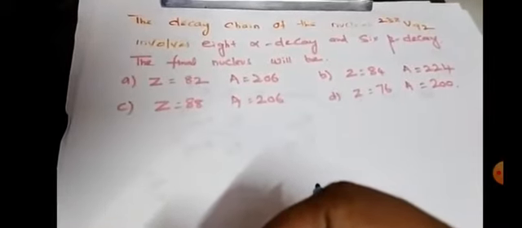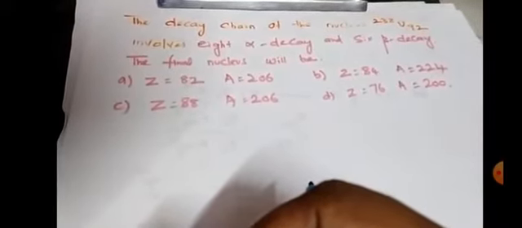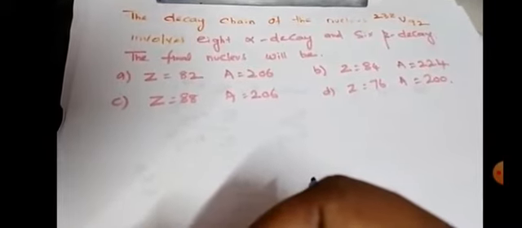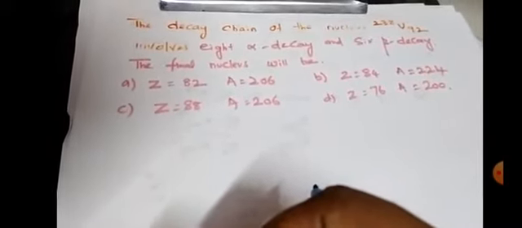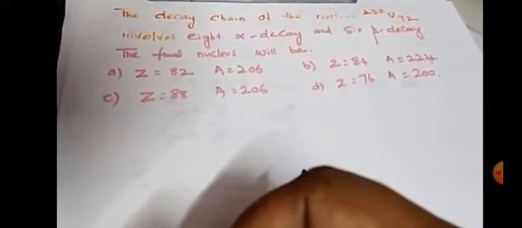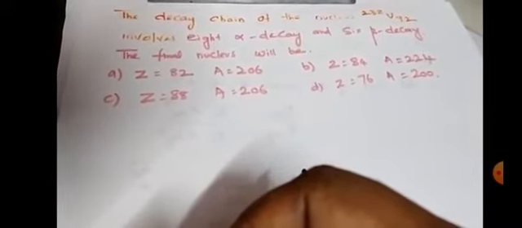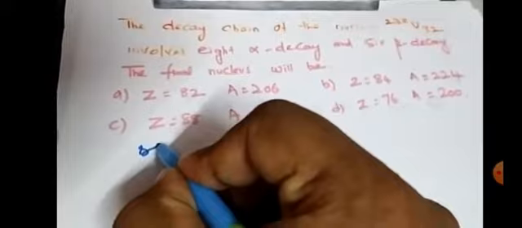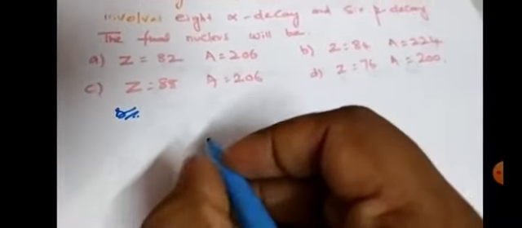Here, another question: the decay chain of the nucleus, uranium 238U92, involves 8 alpha decays and 6 beta decays. The final nucleus will be: option A, Z is equal to 82, A is equal to 206; B, Z is equal to 84, A is equal to 224; C, Z is equal to 88, A is equal to 206; D, Z is equal to 76, A is equal to 200. Now, it is a similar question which we had discussed earlier, but in reversed form.